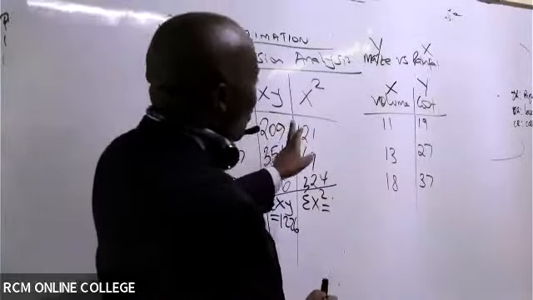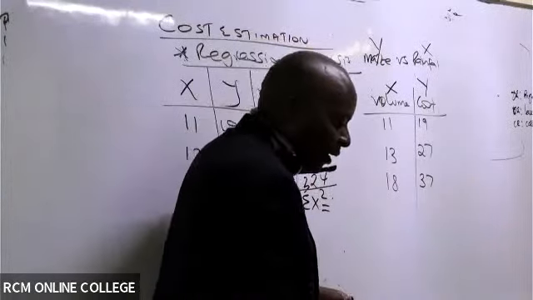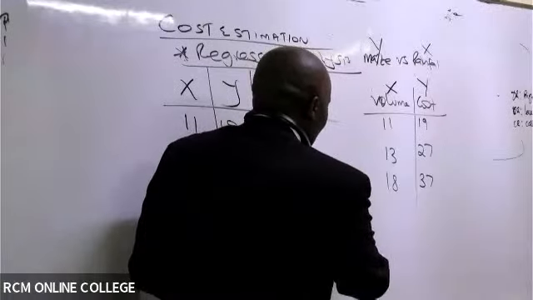So summation of x squared. So this one plus this one plus this one. 614. Thank you so much.